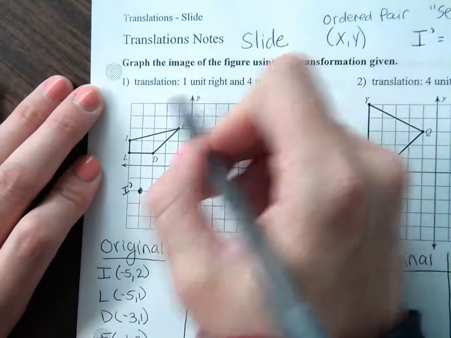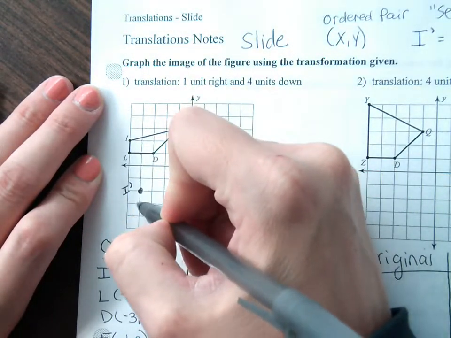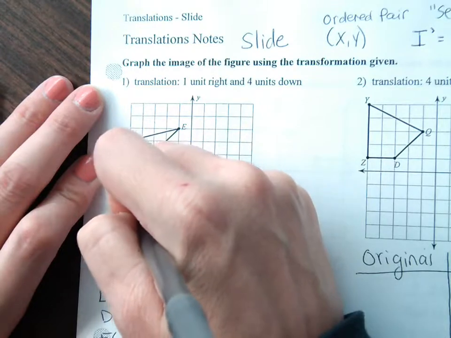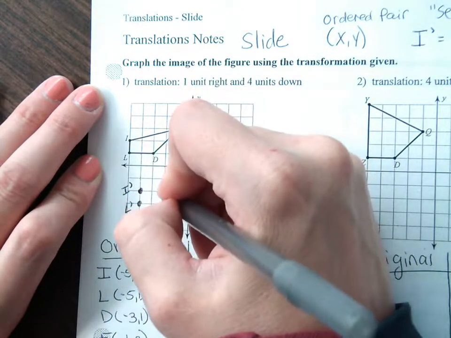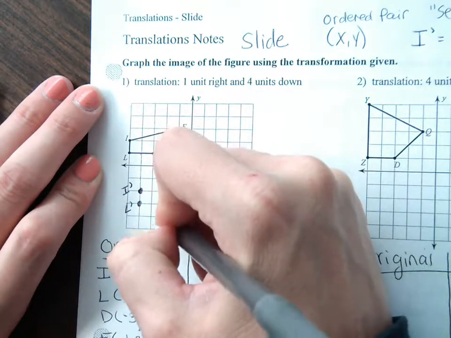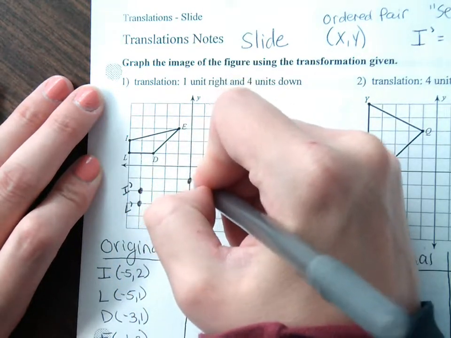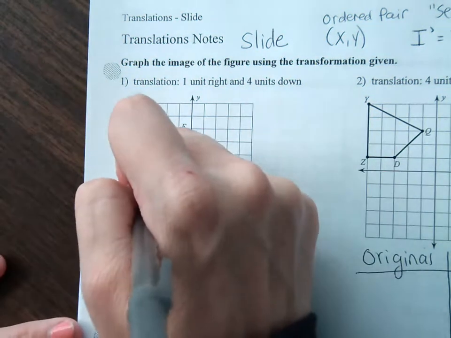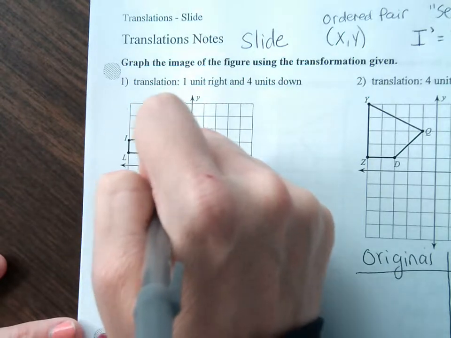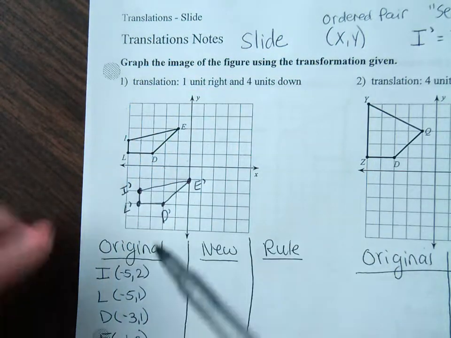Alright, we're going to do the same thing. 1 right, 4 down. That is L prime. D prime. E prime. We're going to make our image. So it should look exactly the same.